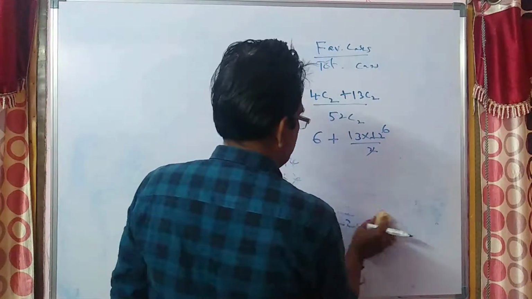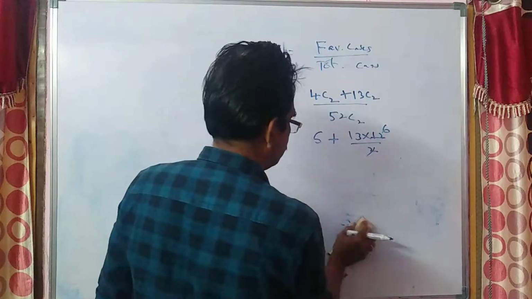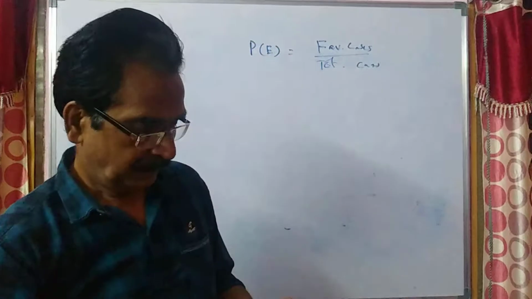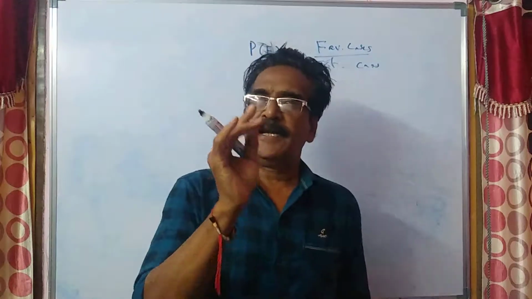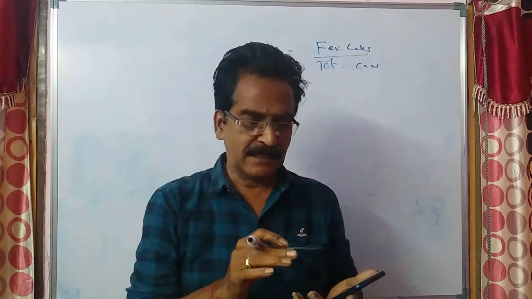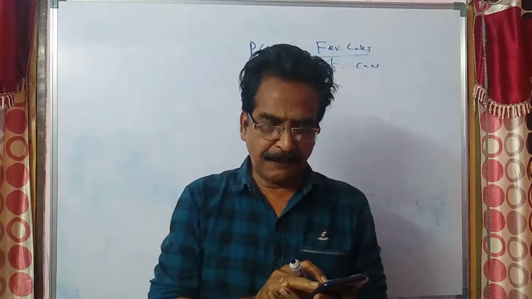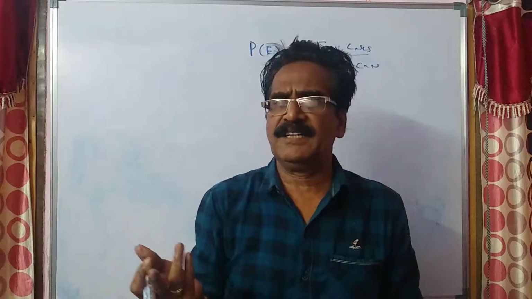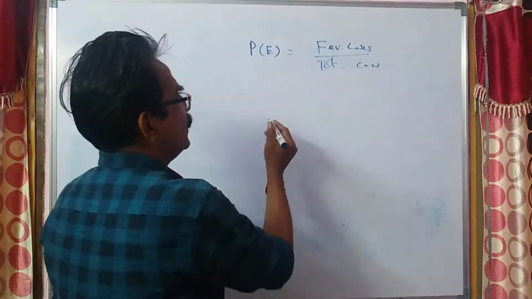So let us see the next problem. A coin is tossed 6 times. What is the probability of getting exactly one head? Exactly one head. That is a simple problem.